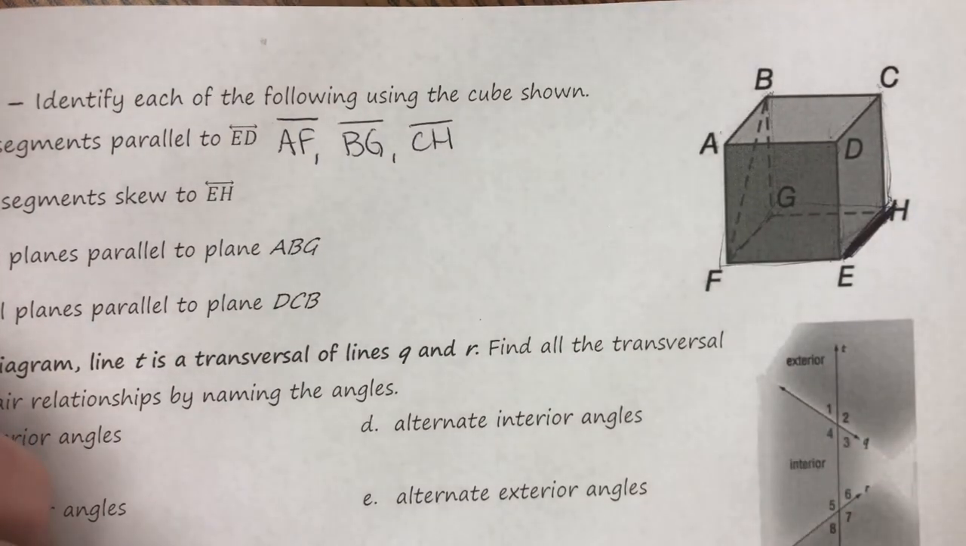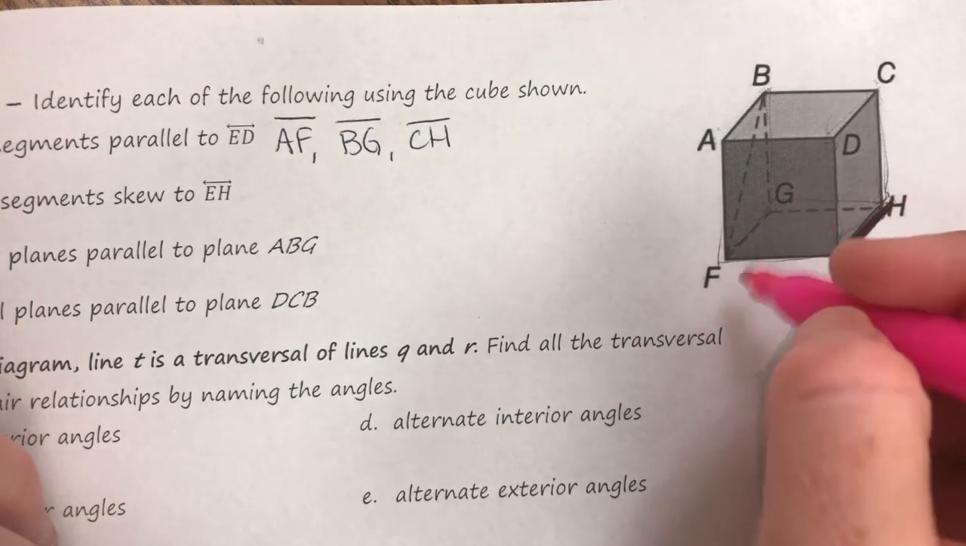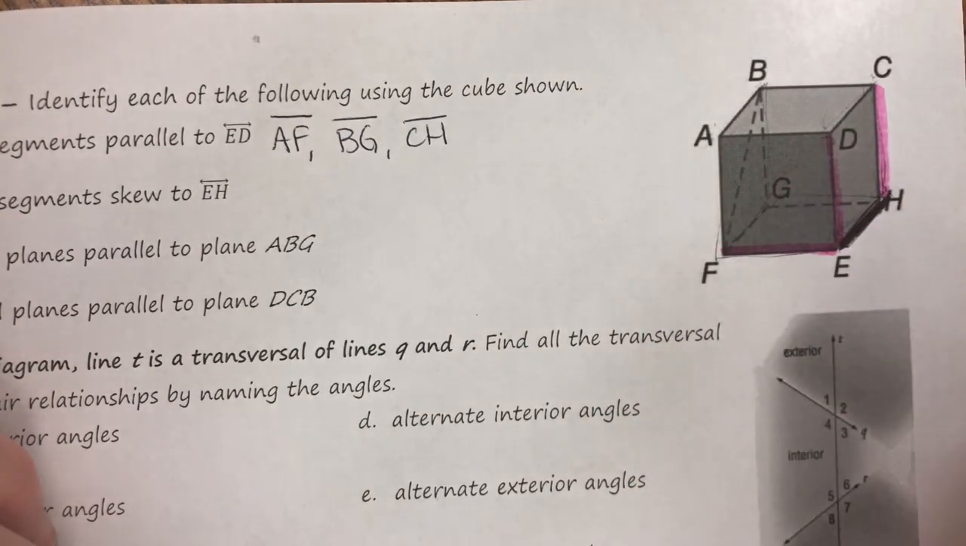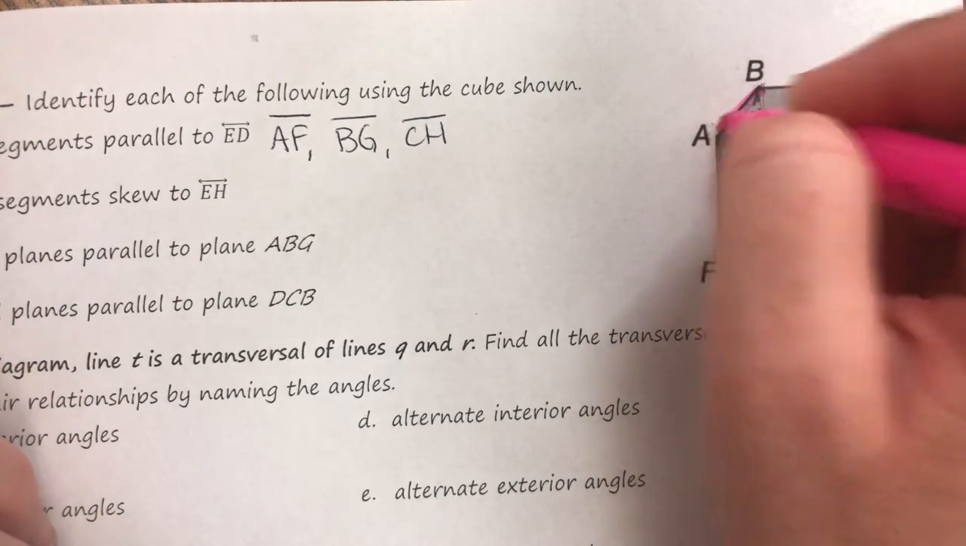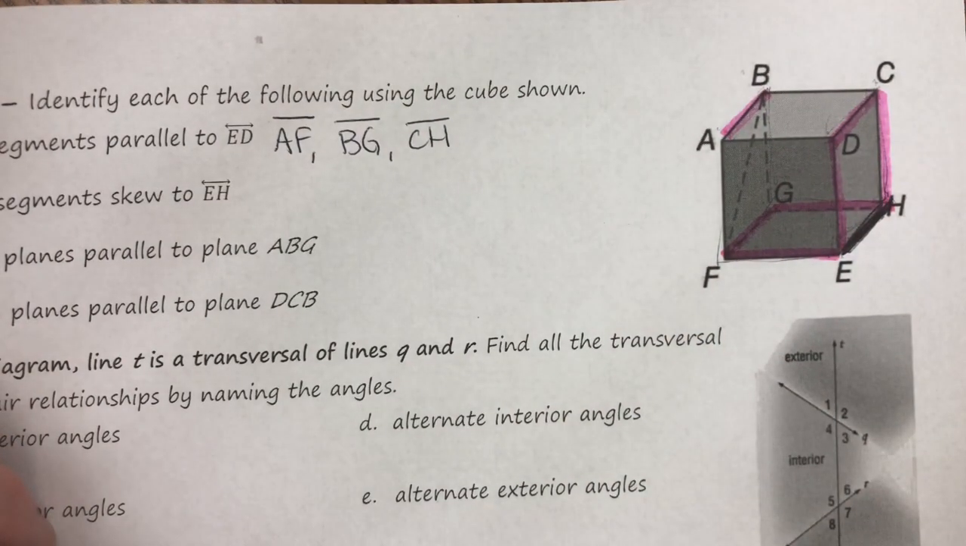So I'm going to kind of mark off the lines that are not skew. This guy is not skew, it touches my line EH. These guys are not skew. This guy back here is not skew. This is parallel to EH, so it's not skew. Same as this, same as this. So now all of the lines that I have not highlighted should be lines that are skew to line EH.